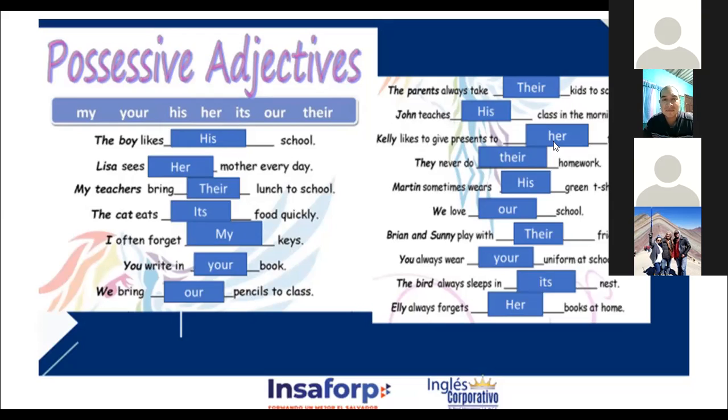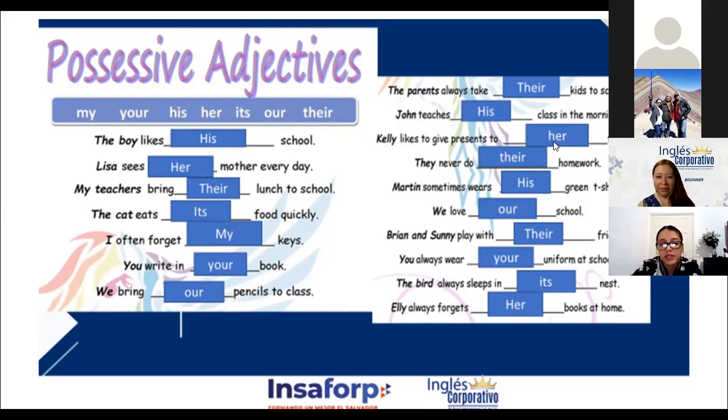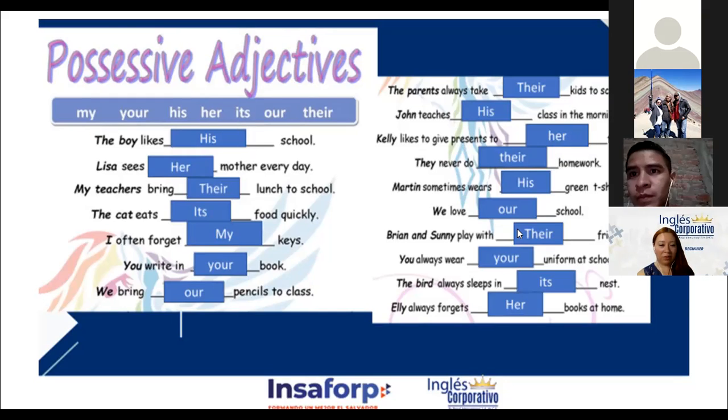We bring our pencils to class. All right. We bring. El verbo traer. Bring. Yes. We bring our pencils. Very good. What is the possessive adjective in that sentence? Our. Exactly. Our. Suena our. Perfect. Very good. Thank you. Edwin Rodriguez, veo que le quitó mute a su micrófono, así que participemos.